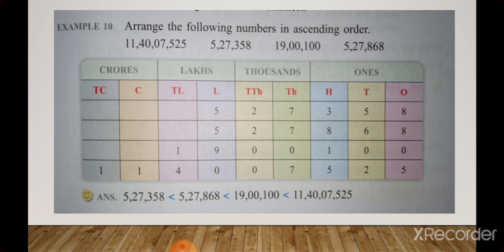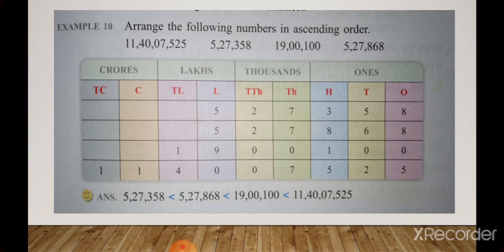So in these two numbers, 5,27,358 and 5,27,868, the first digits are the same. Here 5 is there, here also 5 is there, here 2 is there, here also 2 is there. In the third digit, here 7, here also 7. In the fourth digit we have 3 here, but in the other number we have the digit 8. So compared to 3, 8 is bigger.